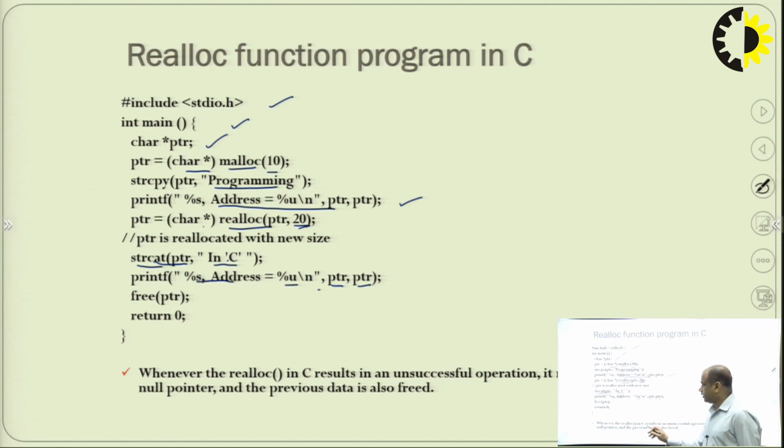Whenever realloc in C results in an unsuccessful operation, it returns a null pointer and the previous data is also freed.